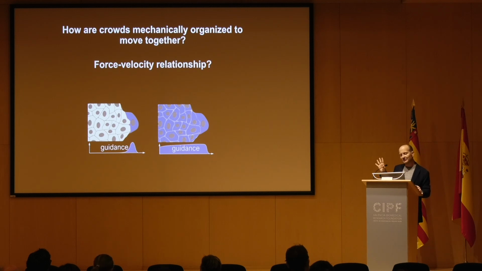And force-velocity relationships, which is sort of a fundamental of mechanics, is a problem that we have solved for pretty much any system that exists in nature. So we know force-velocity relationships for black holes, for galaxies, we know it for atoms, we know it for quantum mechanics. But we don't know it for cell migration. So we don't know how much force each cell here needs to exert for the system to move in a specific way. We don't know, okay? And this is what we wanted to find out.